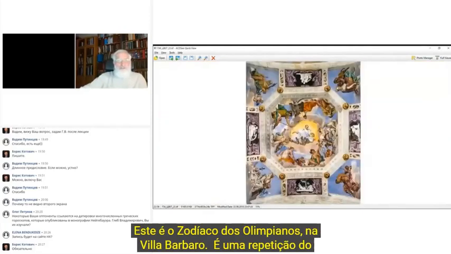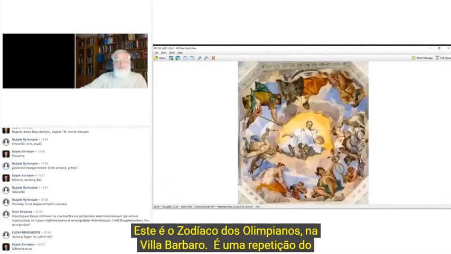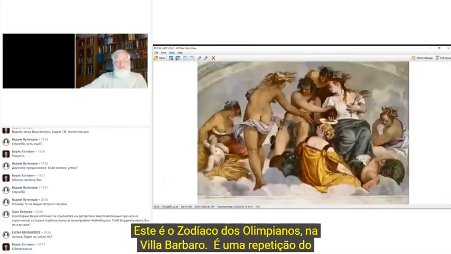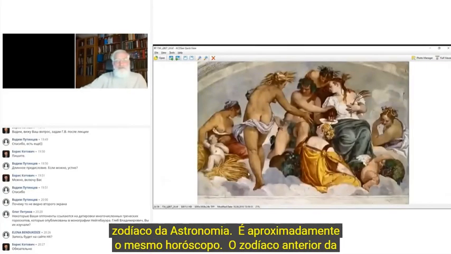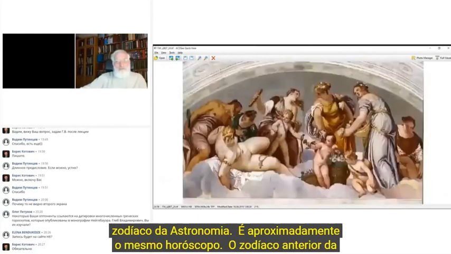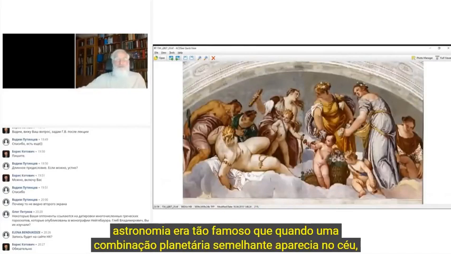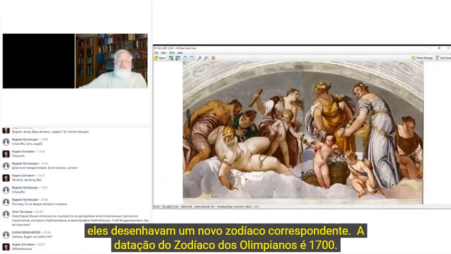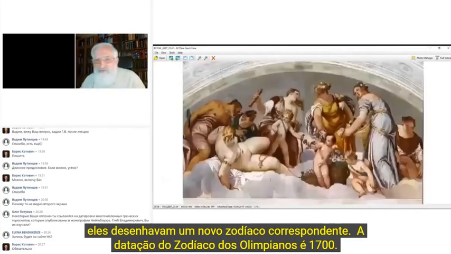This is the zodiac of the Olympians, at Villa Barbaro. It is a repetition of the zodiac of astronomy. It's approximately the same horoscope. The previous zodiac of astronomy was so famous that when a similar planetary combination appeared in the sky, they would draw a corresponding new zodiac. The dating of the zodiac of the Olympians is 1700.